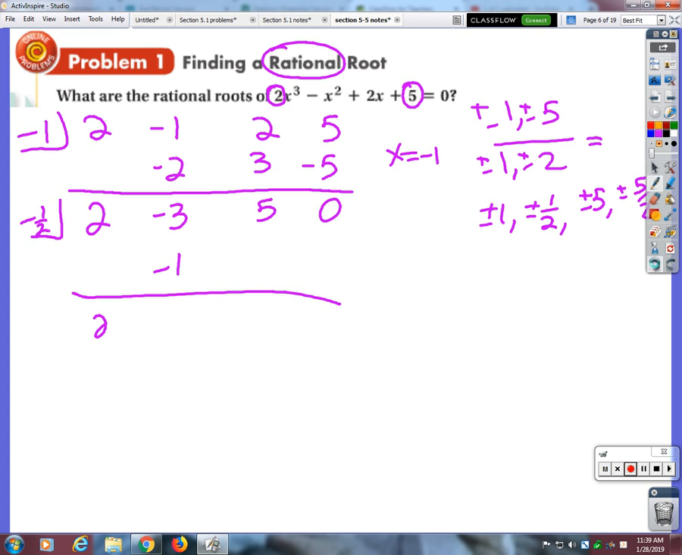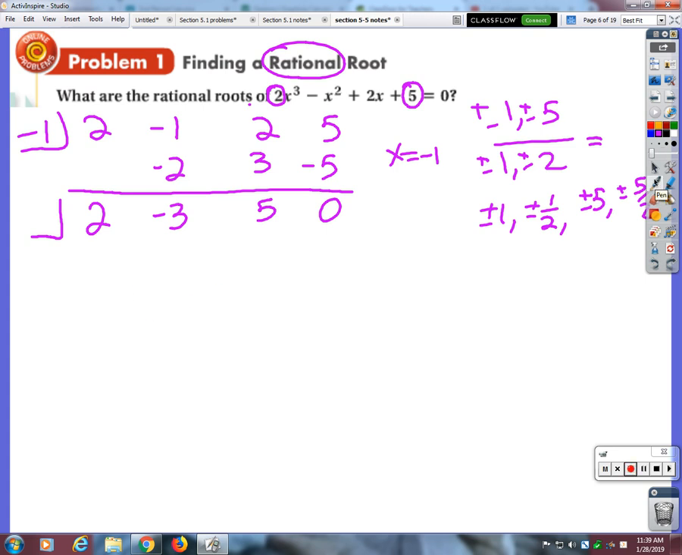Yes? Because there could be more. It says find the rational roots. Well, there is an easier way. Would you like to know the easier way? Once we have found the first one, then we can use the quadratic formula from here. And this is A, this is B, and this is C.